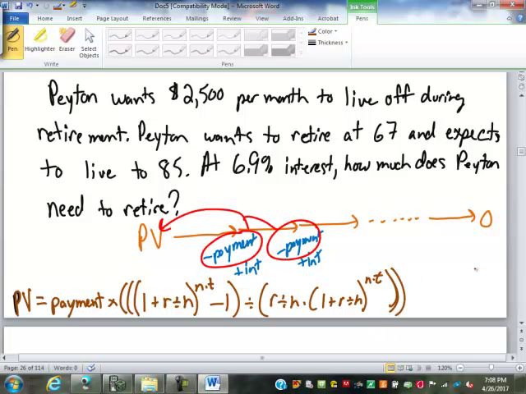I didn't feel any need to go over that formula in great detail because it's the exact same formula we just did with the exception of times.